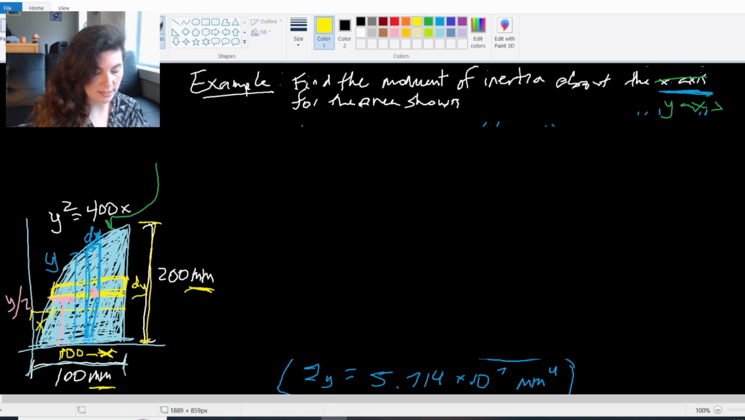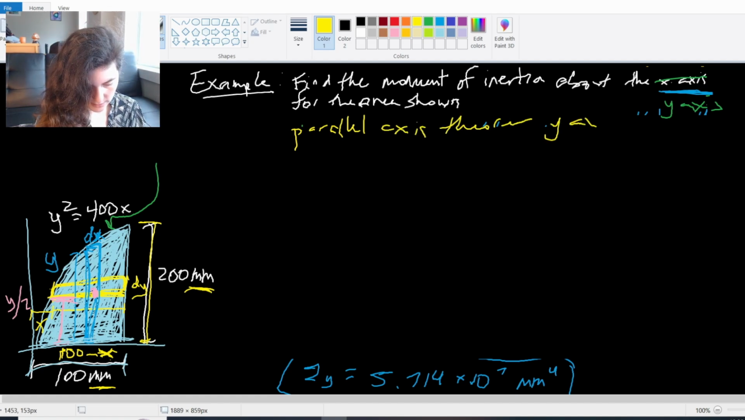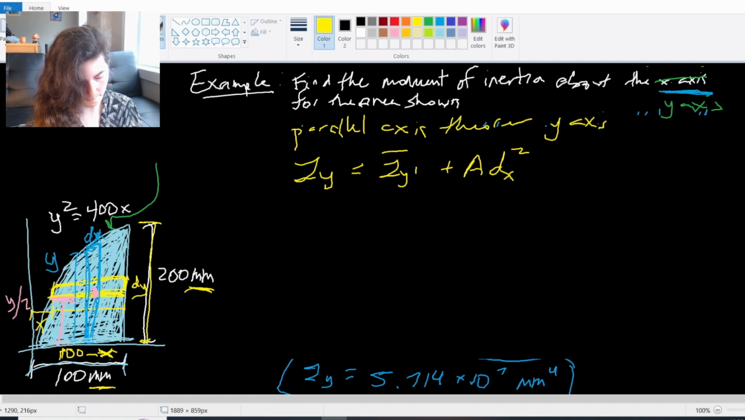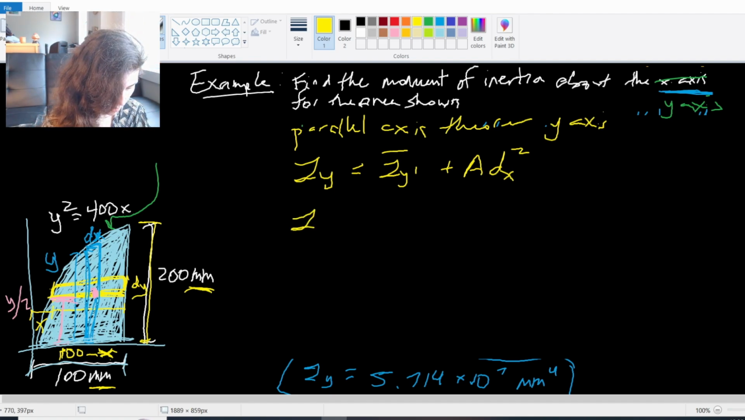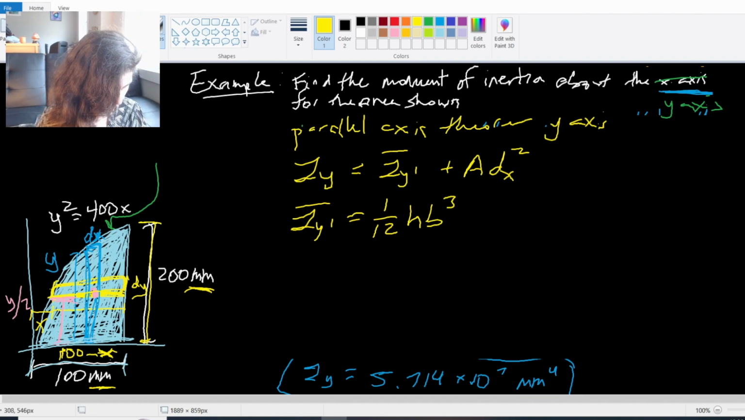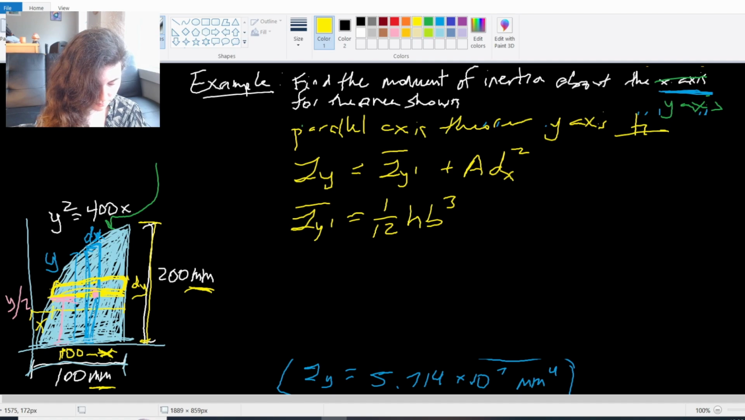But now I would be going back to those yellow slices. So now I'm doing parallel axis theorem for the y-axis. So that is my I_y equals my centroidal moment of inertia plus A times d_x squared. So now we'll pull out all of these terms. So our I_y prime, our centroidal moment of inertia, given to us from the table, is 1 over 12 h times b cubed. And so what's our h in this situation? We're pulling again from our yellow block over here, the horizontal one that is perpendicular to the x-axis. Okay, so this is perpendicular. So our height is our dy term. And our base is our 100 minus x.